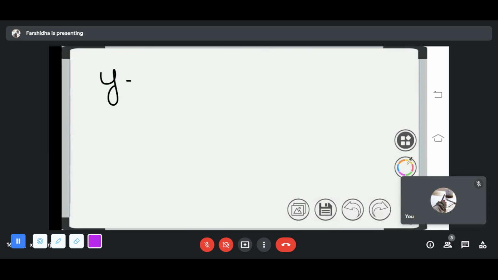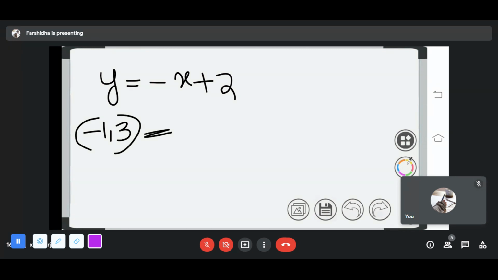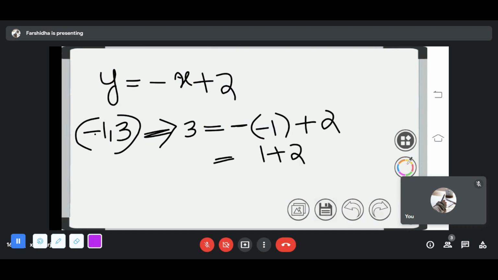Y is equal to minus x plus 2. So the first point is minus 1, 3. Substitute y equal to 3: 3 equal to minus x plus 2, so minus of minus 1, plus 1, plus 2. Minus minus will become positive. So 1 plus 2 equals 3. Is it satisfying? Yes, 3 equal to 3. Now check the next point.